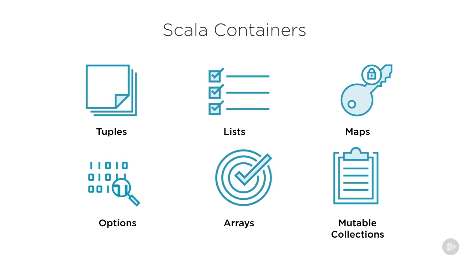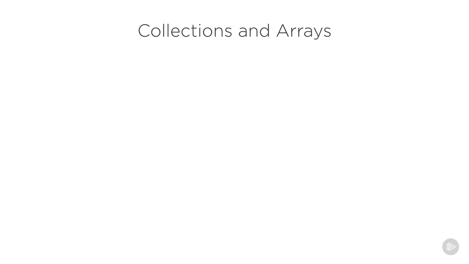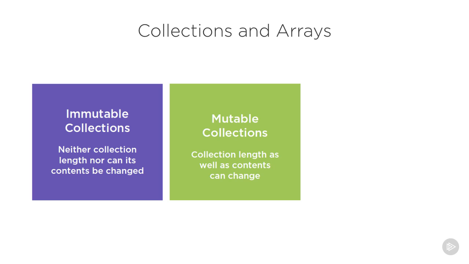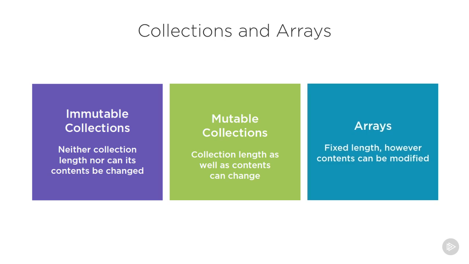Scala has quite an intimidating array of containers. These include tuples, lists, maps, options, arrays, and mutable collections. If this alphabet soup of containers has you slightly worried, well, fear not. We can make a lot more sense of these containers by classifying them into three broad categories: immutable collections, mutable collections, and arrays and other constructs which are not collections at all.